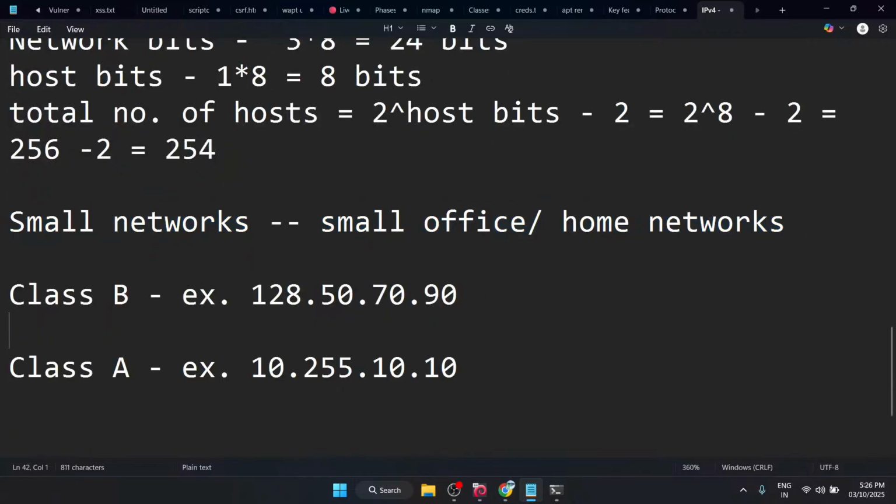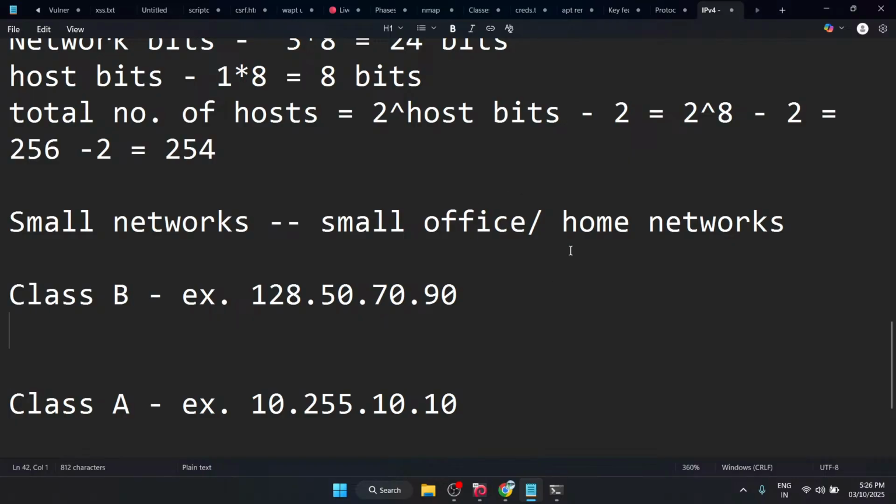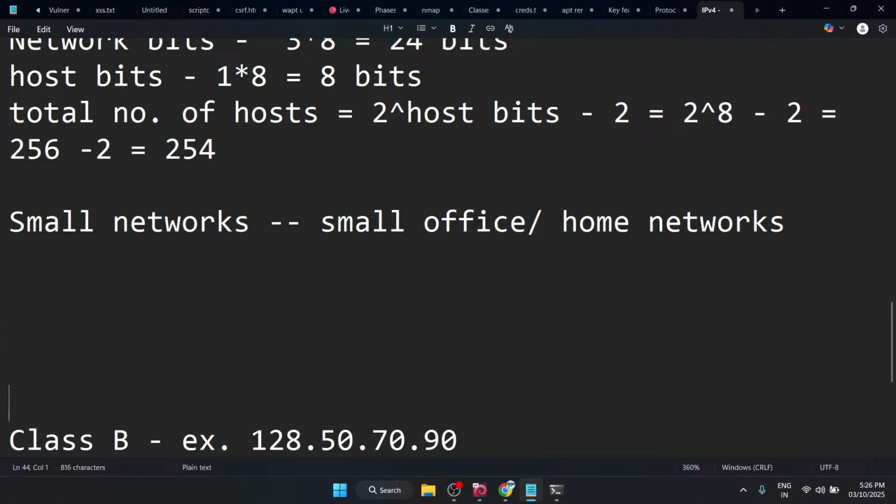Now let's talk about class B. There is a question for you guys. The question is that you have got another IP address, like let's take 200.